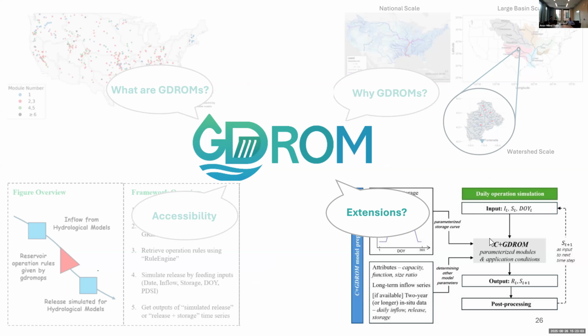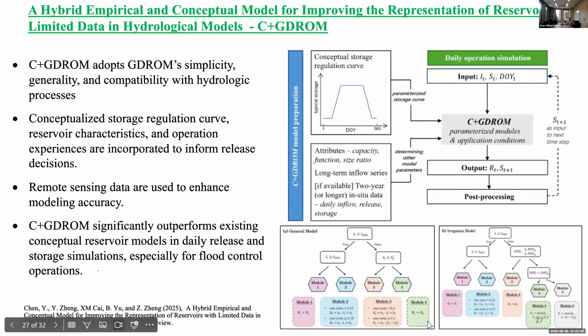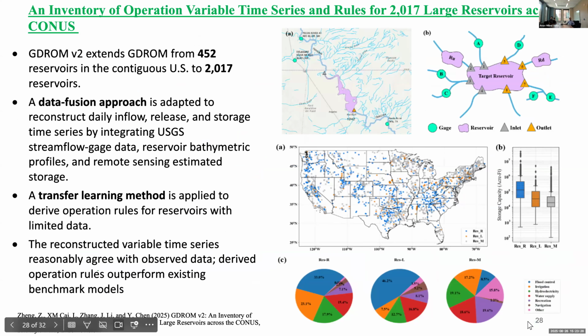I'm sorry, I don't have much time for the extension, but I just want to say our current GDROM is developed with some data-rich reservoirs, but we have made some progress to show that with limited data, we can generate a reasonable model, if we couple hybrid empirical and conceptual components together. So we have a paper under review. And in our GDROM version 2, we use a data fusion approach to combine multiple data sources together. We use a transfer learning method to generate GDROM for data-limited reservoirs.